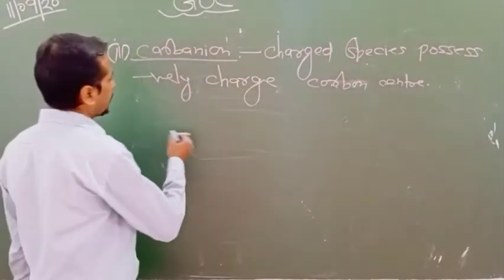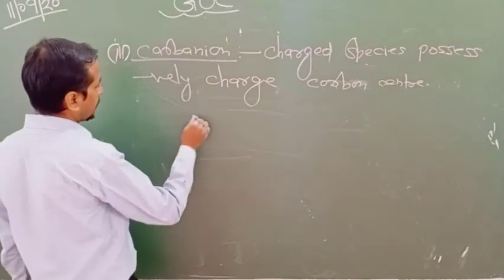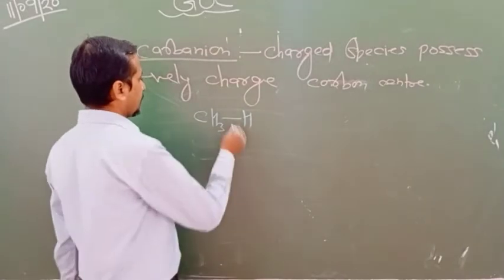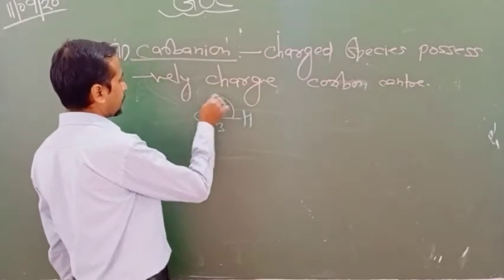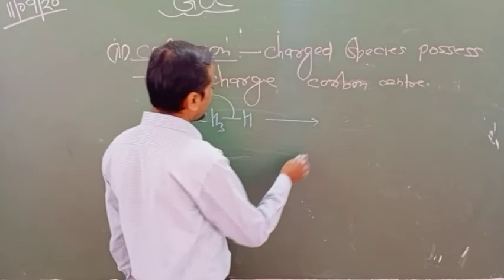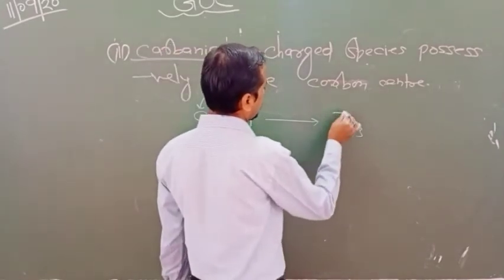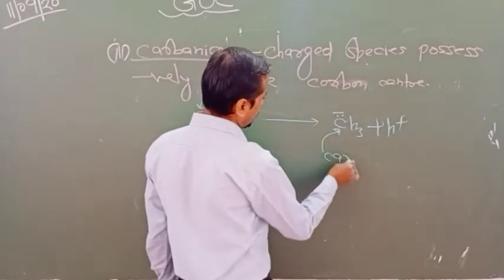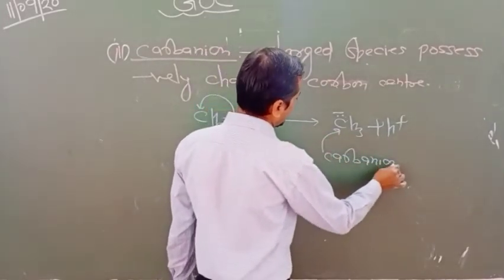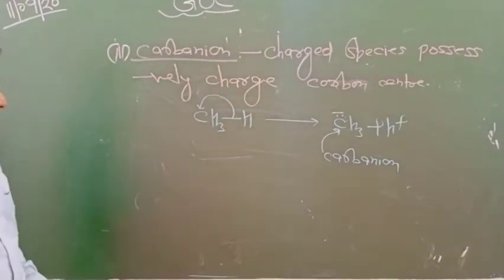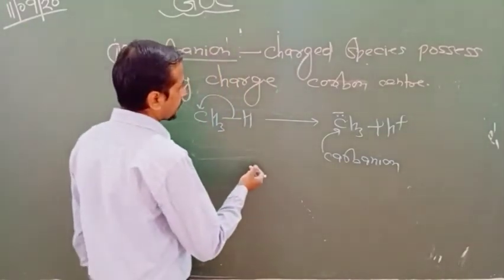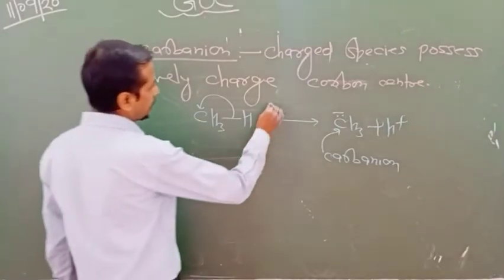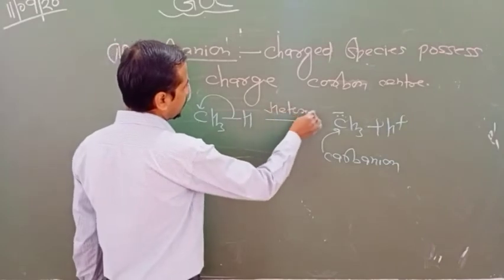This is also formed by heterolytic bond fission. So look at the condition: CH3-H. Here the bond breaks, H is more electronegative, so the bond breaks like this and generates CH3 negative and H plus, and this CH3 negative is known as a carbanion. Now dear friends, as I told you, carbanions are formed by heterolytic bond fission.